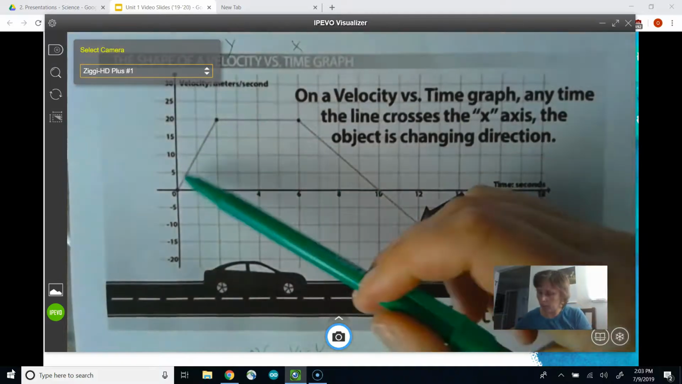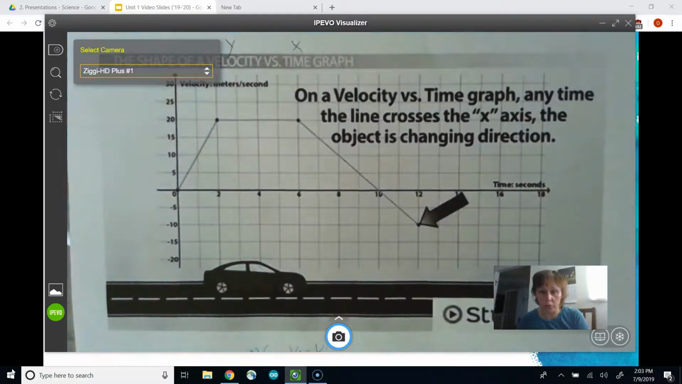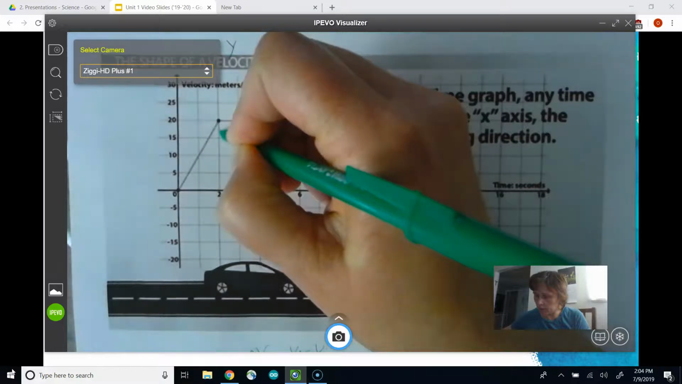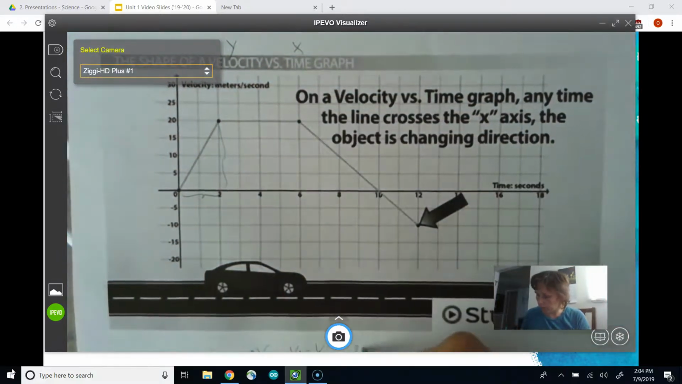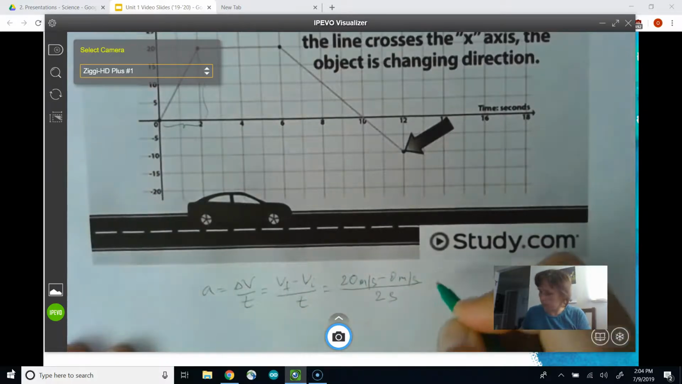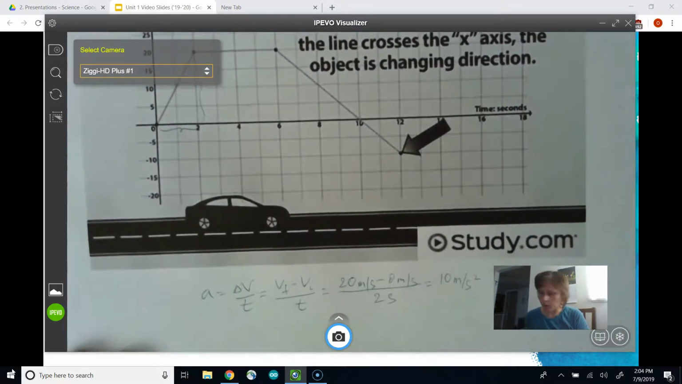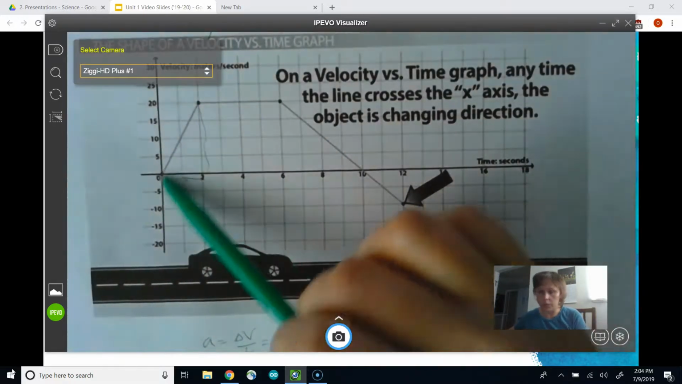So let's look at this example here. From 0 to 2, for the first 2 seconds, what's the acceleration? Velocity is changing from 0 to 20 meters per second. So let's look at the rise over run. The rise will be 20, or v final will be 20 meters per second minus v initial 0 meters per second, divided by the total time of 2 seconds, which is going to be 10 meters per second squared. That is going to be the acceleration for the first 2 seconds.